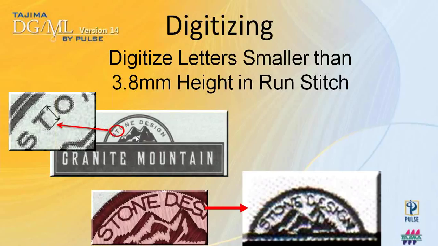If you are going below the doable letter height, then it makes no sense to try to force doing letters in satin stitch. That's when you have to do letters in running stitch, like this example shows. We have here a screenshot of a text height smaller than 3.8 millimeters. So we have decided to digitize this in a run stitch or in a manual stitch, and that's how you can get a recognizable text as a result, especially if you have a dark thread on a light fabric, so the contrast is good. You will be able to see this very well.